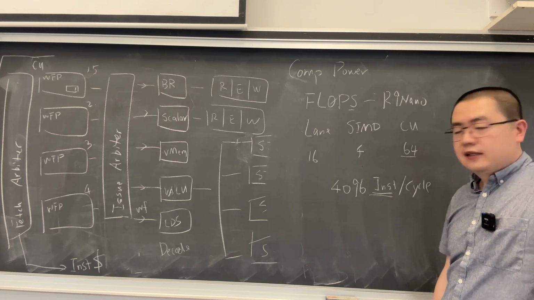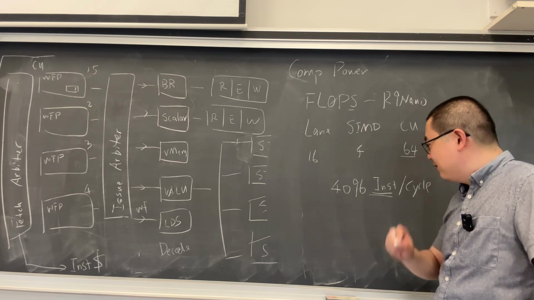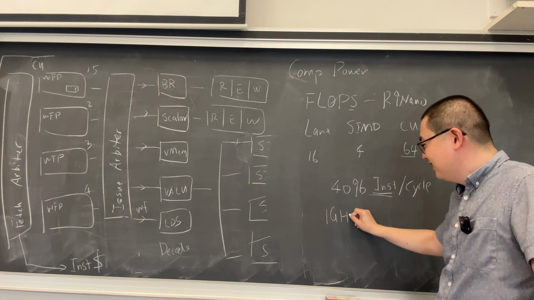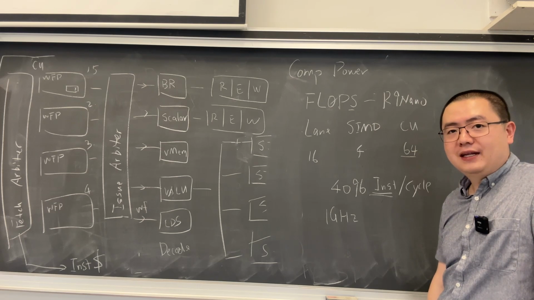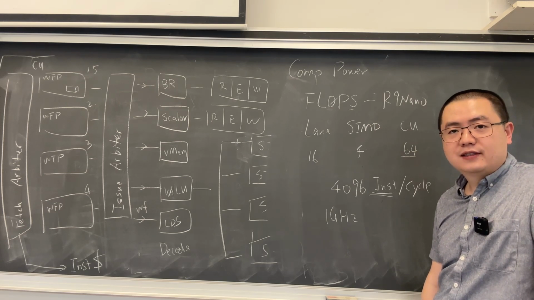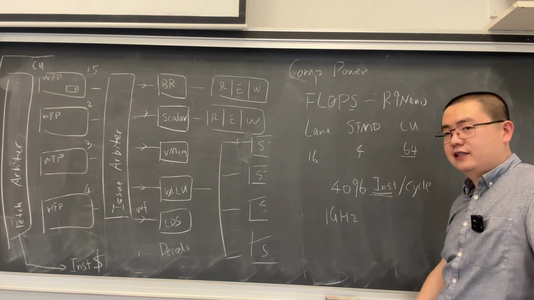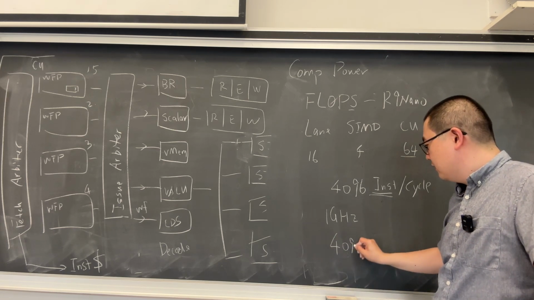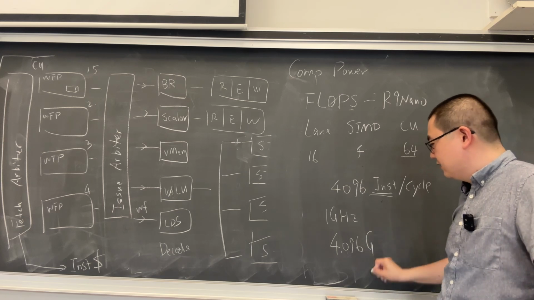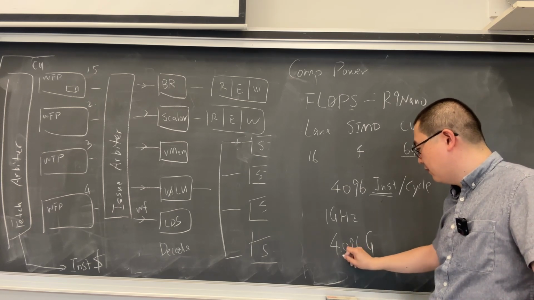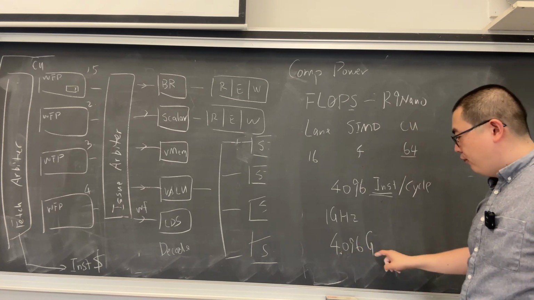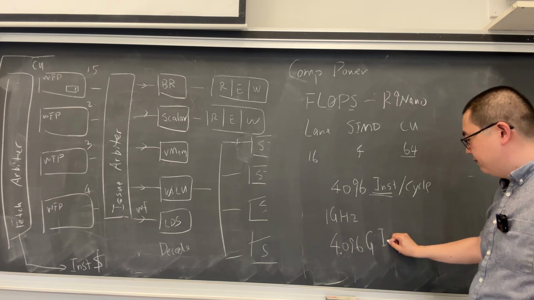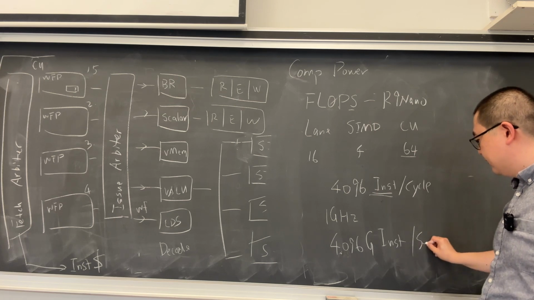Then the best number comes. It works at 1 gigahertz. So that's 1 billion cycles per second. So how many instructions per second? 4096 G instructions per second. It's not a comma, it's a dot.